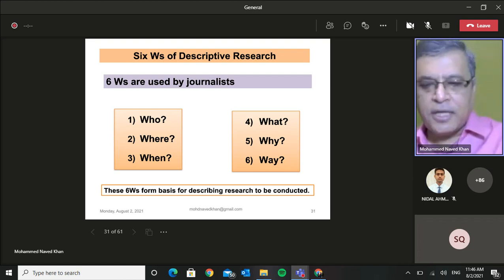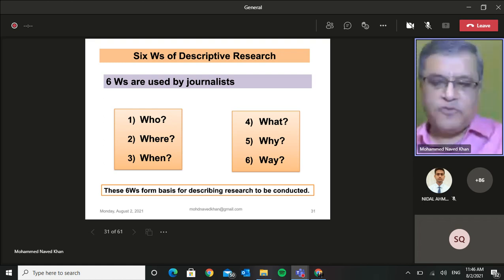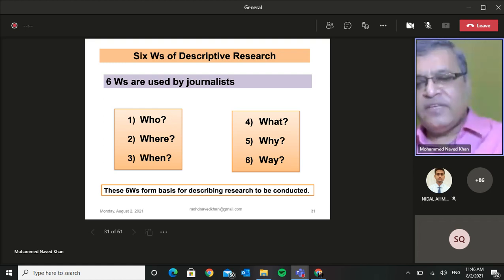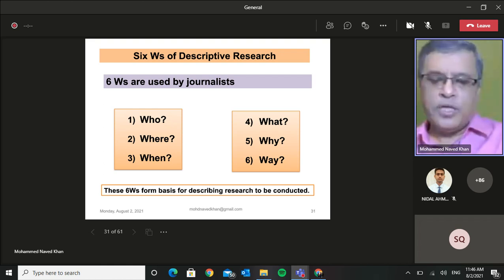We should not be generating junk. We should not be generating useless information. Only pertinent information has to be generated by us, or obtained from the respondents. When we say why, we should be clear why we are obtaining this information from the respondents. Why is this information useful to us? And when we say the way, it means how we are going to obtain the information. That has to be very clear to the researchers.